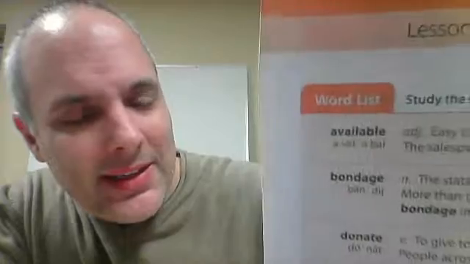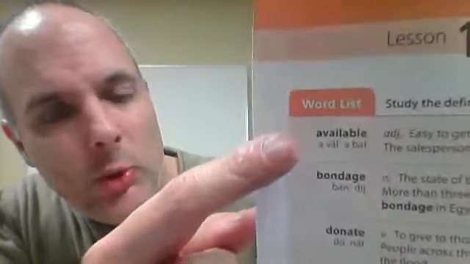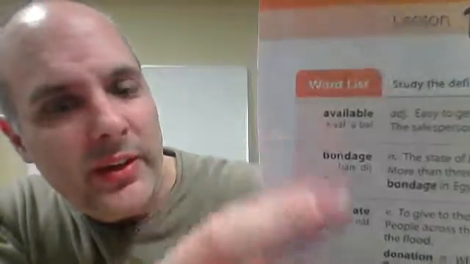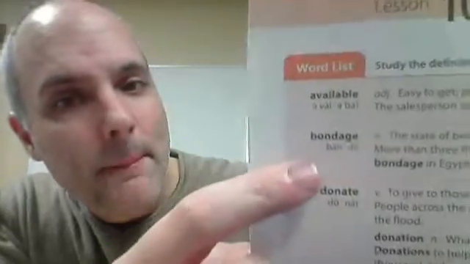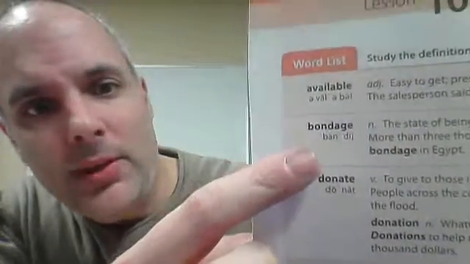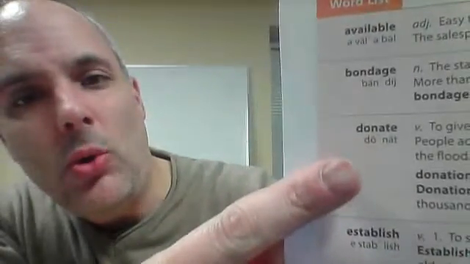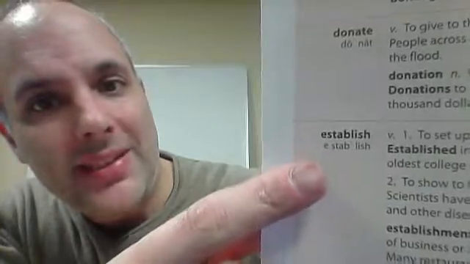So, lesson 10. First thing we're going to do is pronounce these words. So say these nice and loud with me, and then we'll discuss them next part, okay? So number one, available. Make sure you have V, okay? Available, available. Bondage, bondage. Donate, donate. Establish, establish.